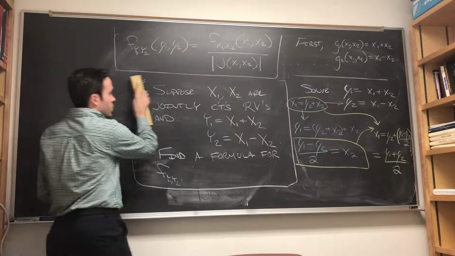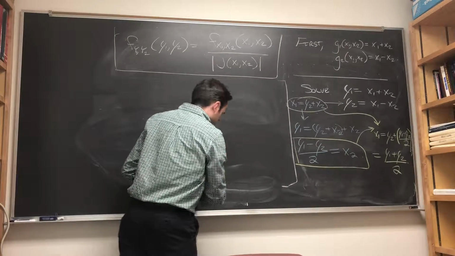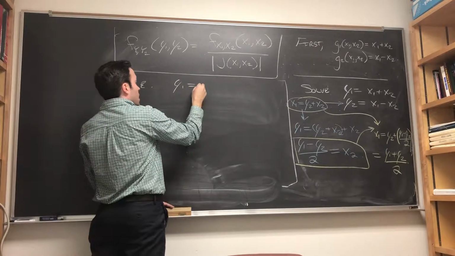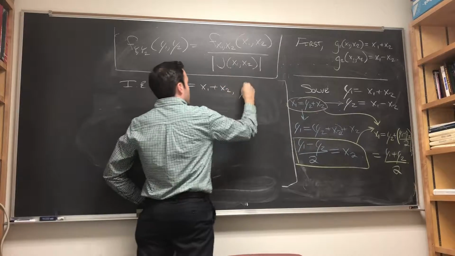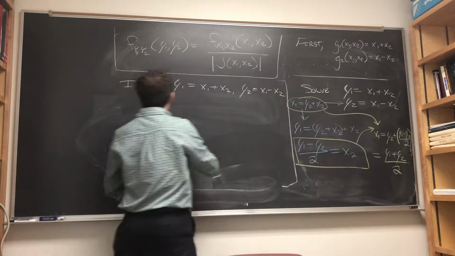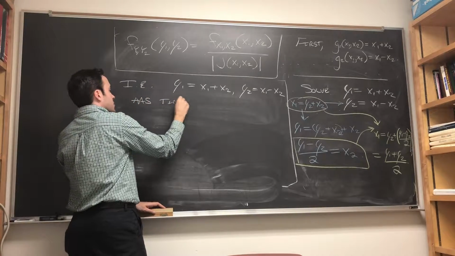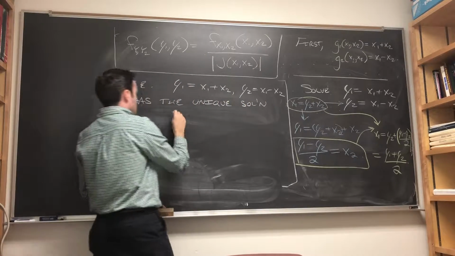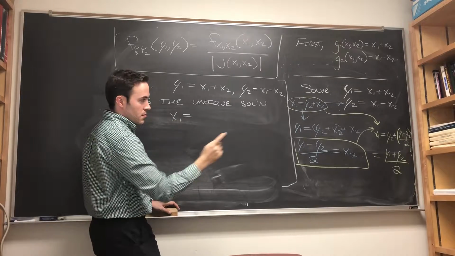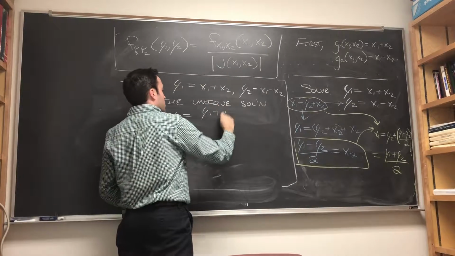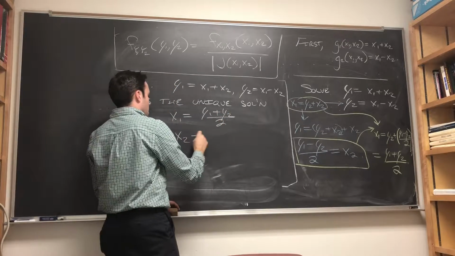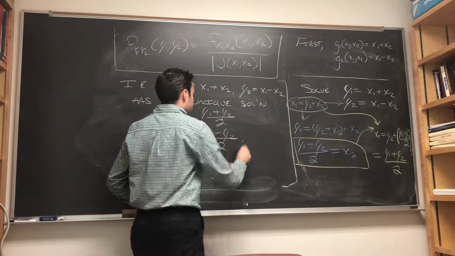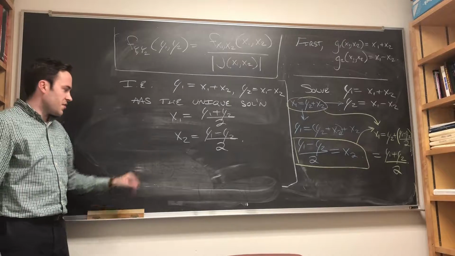All right, so let me move the problem statement here and summarize what we just found. y1 equal to x1 plus x2, y2 equal to x1 minus x2 has the unique solution x1 is y1 plus y2 over 2, and x2 is going to be y1 minus y2 over 2. All right, so we verified the first point.